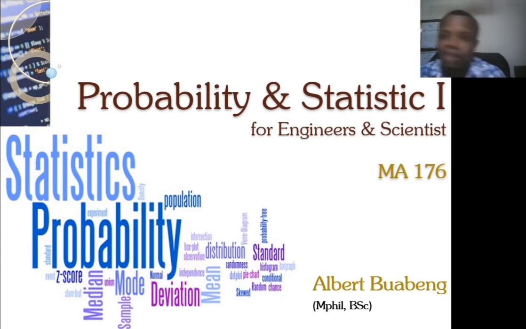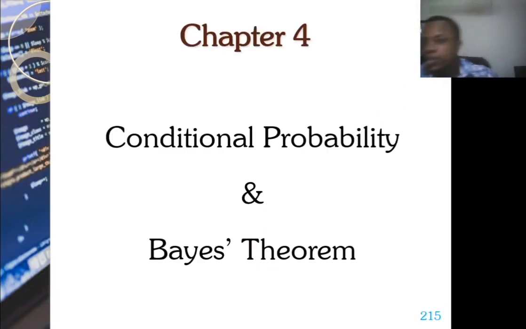Now, for the previous sections, we looked at Introduction to Statistics. We've also looked at Distributed Statistics, and Introduction to Probability itself. In this chapter, which is chapter 4, we shall be looking at conditional probabilities. From the last time we met, we talked a little bit about conditional probabilities, and we shall be looking at it as well as Bayes' theorem.